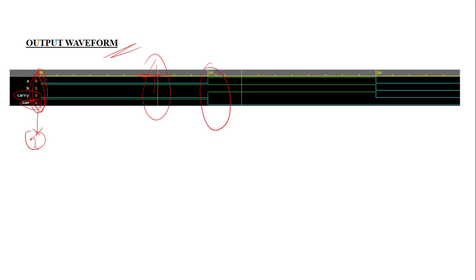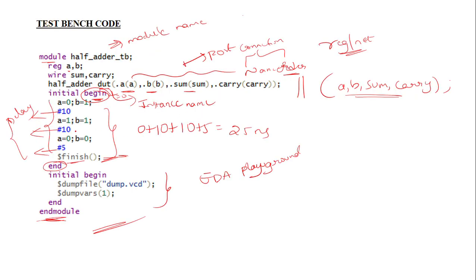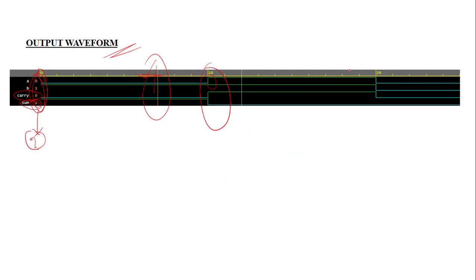Here you can see that after 10 nanoseconds the a and b values get changed. Then again we change after another 10 nanoseconds, so 10 plus 10, 20 nanoseconds. After 20 nanoseconds the values change again, to a is equal to 0 and b is equal to 0. Like that, the sum and carry values also change according to the a and b values.